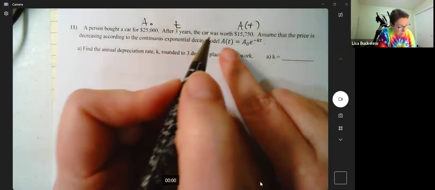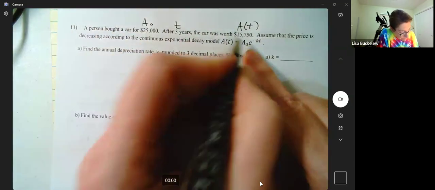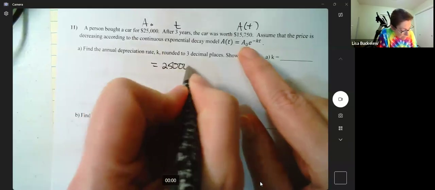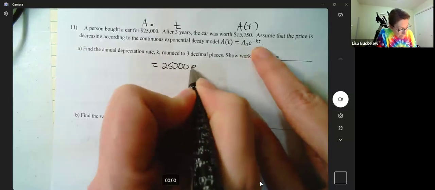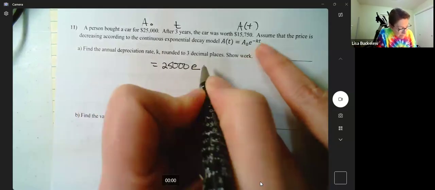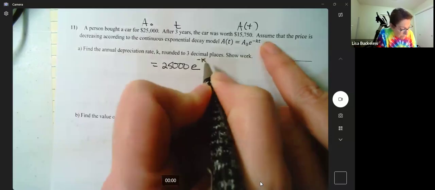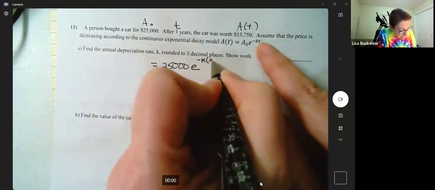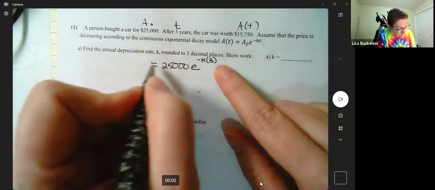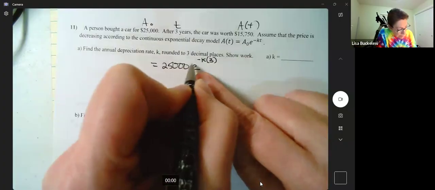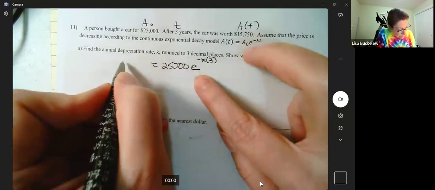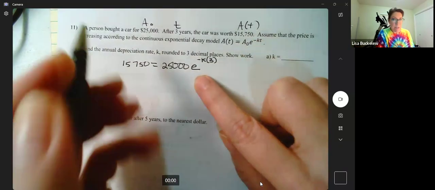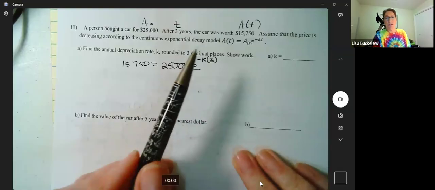So let's set this up, but let's fill in all the numbers. I'm going to do this side first as it makes more sense. Our initial value, $25,000, is what that car was when it was new. Don't forget the E. The E is always there as the base. The exponent is negative rate, which they're calling K this time, times the time. But this time they gave us a value for the time. They said it took 3 years for the $25,000 over here on the right in the formula to shrink down to 15,750. So this is how you set up something where you're trying to solve it for the rate.